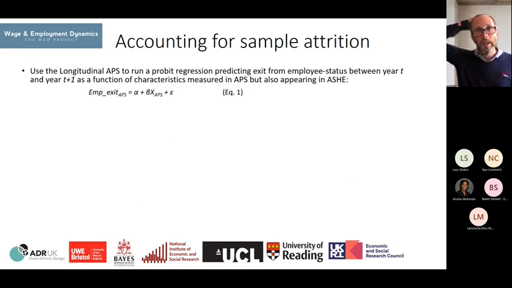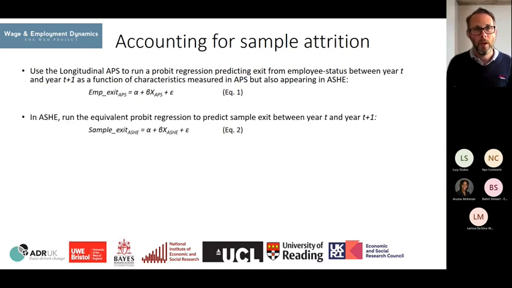So just to say briefly how we account for this sample attrition, how does it work technically? Well, we use the longitudinal APS to run a probit regression where we predict the probability that a person will leave employee status between year T and year T plus 1. And we do that as a function of characteristics that are measured in the APS and ASHE. So things like gender, age, employer size, employer industry, occupation, and so on. We then run the same probit regression on the ASHE sample to predict the correlates of whether someone will exit the ASHE sample between year T and year T plus 1.